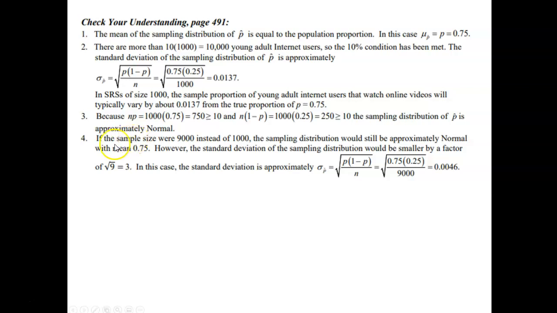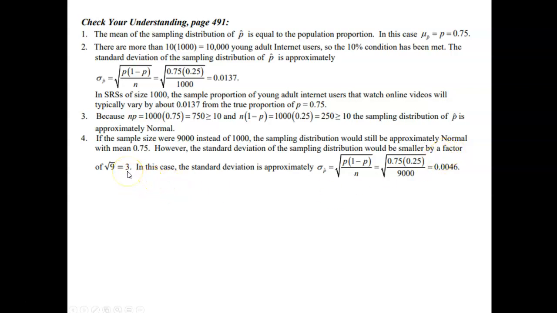And then in the third question, when they asked what would happen if you up the sample size to 9,000, well, it would still be approximately normal because when you do 9,000 times these, you definitely have more than 10. And the mean would still be 0.75. However, your standard deviation of the sampling distribution is going to be smaller. In fact, they went and calculated it.